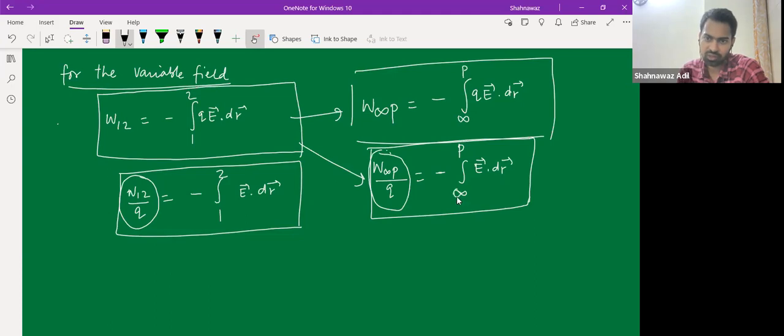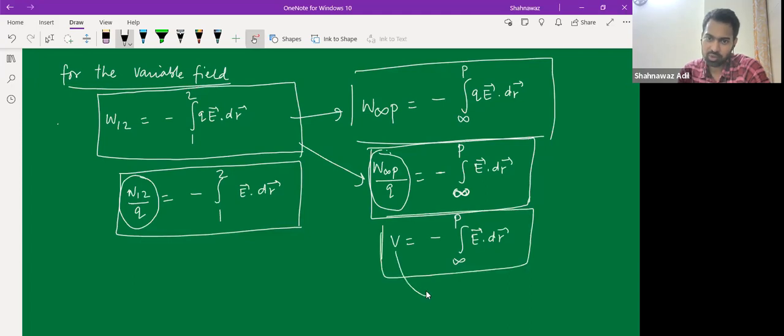This was the first class. Yes, I got it. So this is potential, right? The potential: work done in bringing a charge from infinity to point P. So this is V, which is minus of infinity to P, E dot dr. Okay. So this is called the potential, right? And this potential is related with this electric field E.